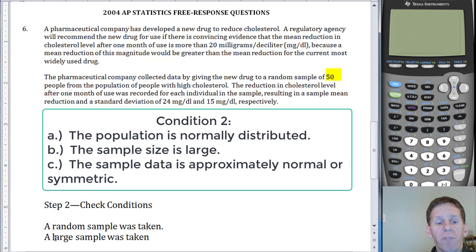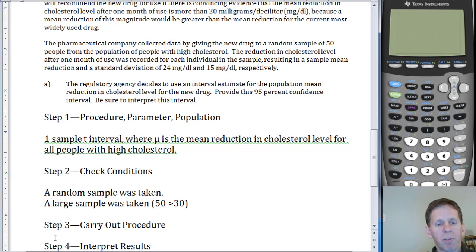And usually we try to verify this by saying how big the sample size was. Here the sample was 50, that's clearly bigger than 30, so make sure that you write an inequality that states something to that effect. You can say 50 is greater than or equal to 30, or just 50 is greater than 30. Step 3, carry out the procedure.